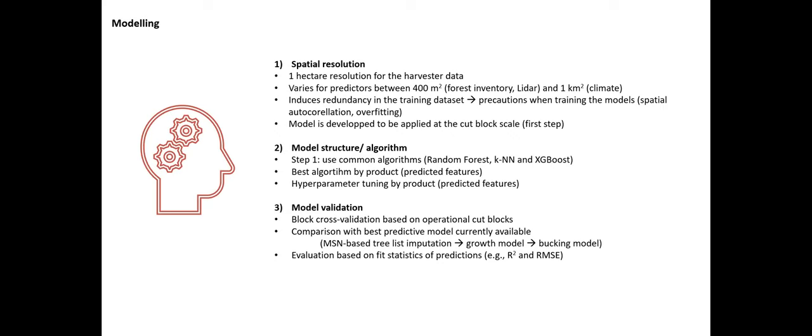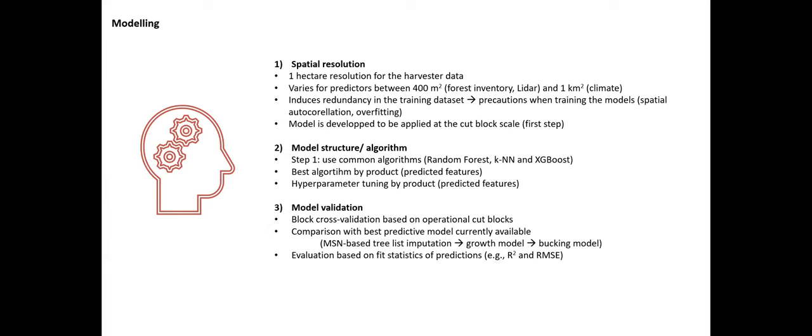We've also been comparing the results we get with the best predictive model that's currently available, which can give information on product breakdowns and specific forest products such as sawlogs, studwood, and pulpwood. The model we've compared to is based on most similar neighbor tree imputation. Then they pass this to a growth model that takes into account the time since the LiDAR data acquisition. And finally, it goes into a bucking model to get estimates of product breakdown. And so we evaluate the performance of our model with R-square and RMSEs.